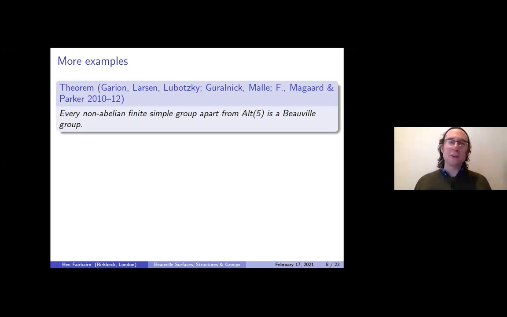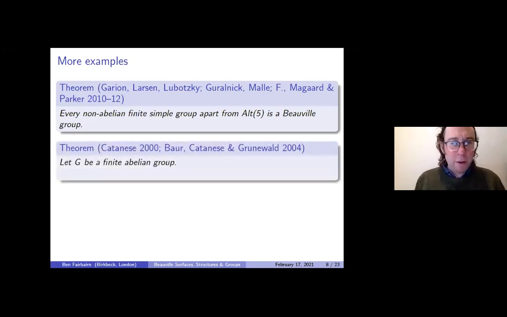Instead of simple groups, so-called quasi-simple, depending on which side of the Atlantic you're on, we'd have to add to the list of exceptions a certain covering group of A5 as well as A5 itself. But basically this statement is correct if we replace simple with quasi-simple. Okay. What else is there?